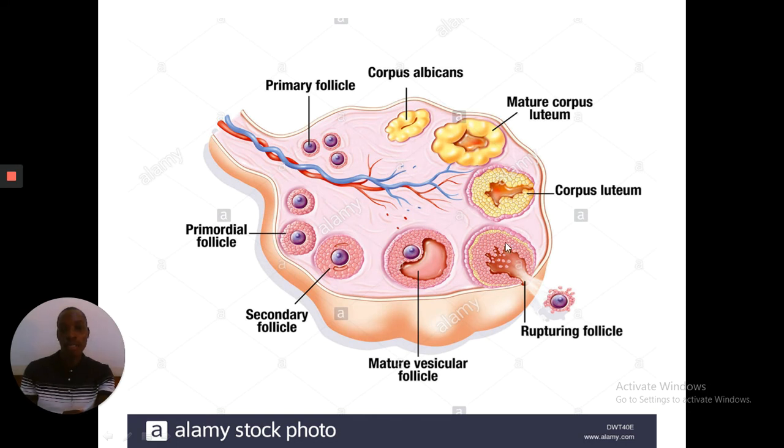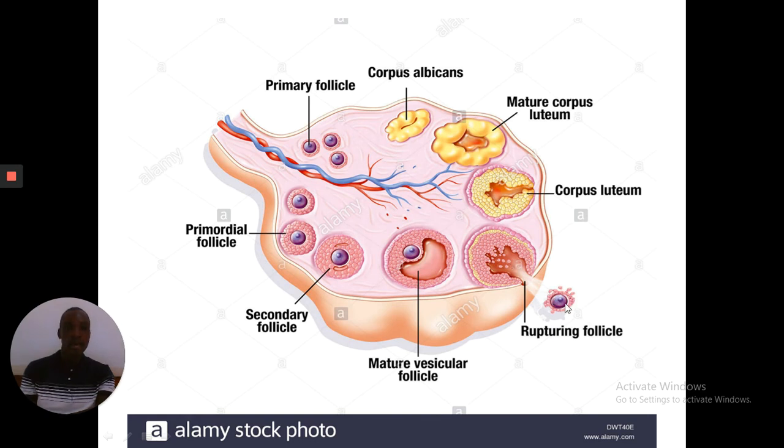Now, around the 14th day, for a normal cycle of an average of 28 days, that follicle comes to the surface of the ovary, and then it bursts and releases the ovum. Now, when the ovum is released, remember there were these cells around it. Some of the cells go with it and stick around the ovum, and we call these cells the corona radiata.